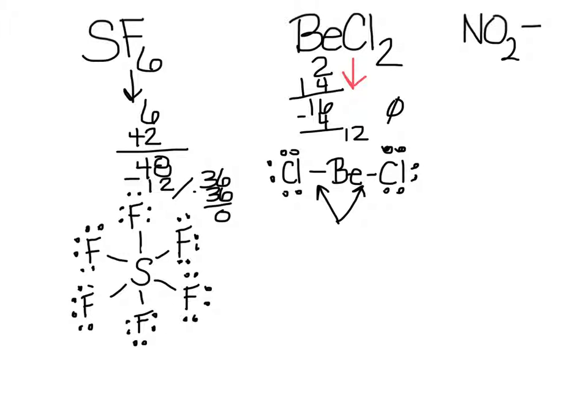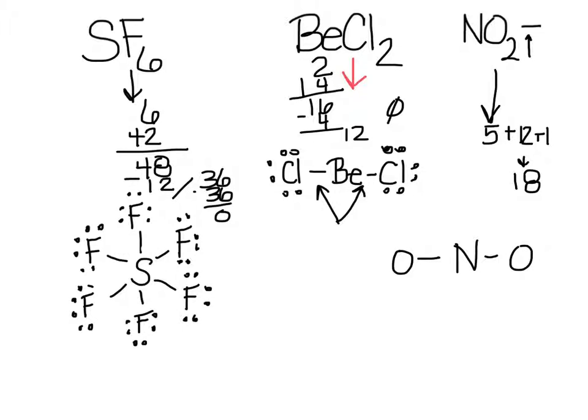All right, and let's look at our last one. So this is nitrite, the polyatomic. So let's add up our electrons. There's 5 for nitrogen. Each oxygen has 6, so that's another 12. And it has a -1 charge, so we're going to add another one there. That gives us a total of 18 electrons. We're going to put our nitrogen in the middle, put our oxygens over here. That takes care of 4.